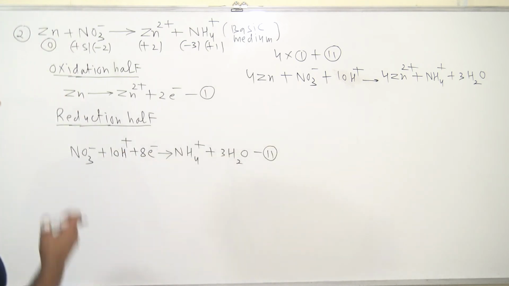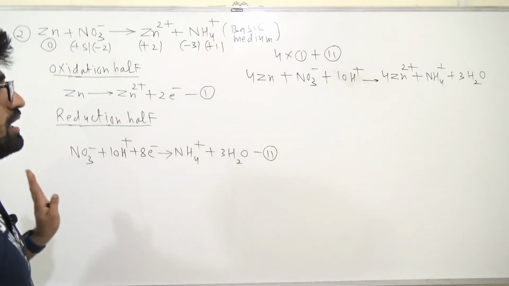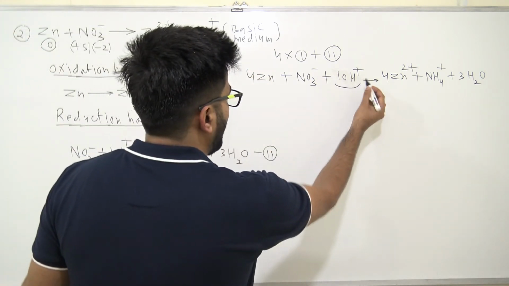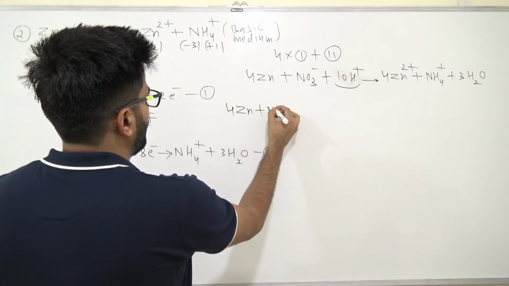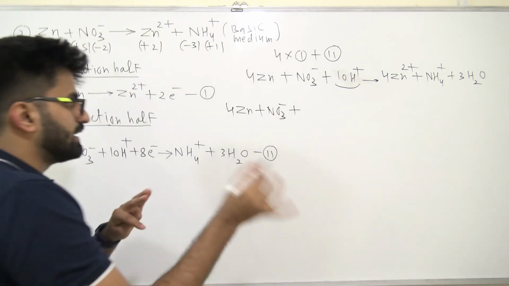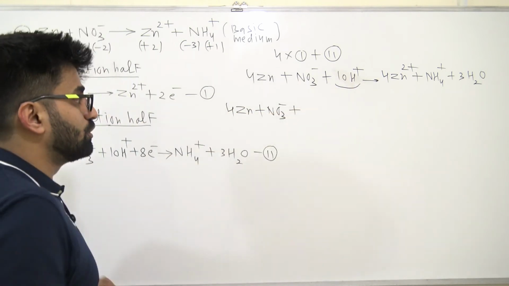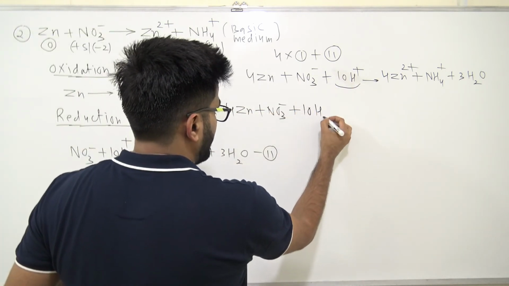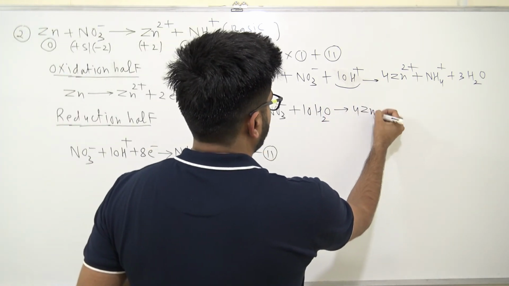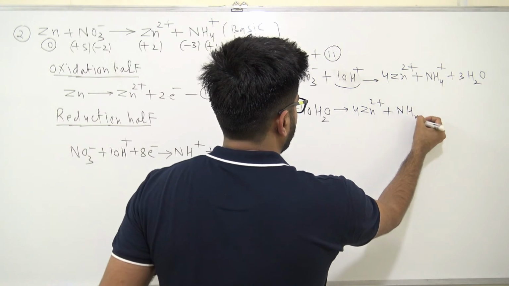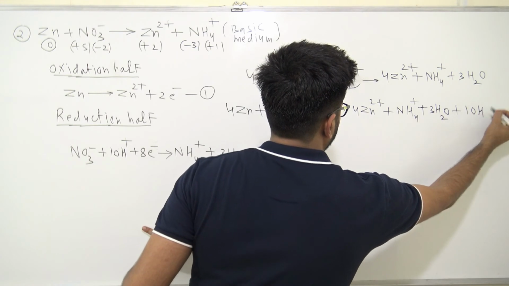Okay guys, now we are balancing in basic medium. So how many H plus do we have? We have 10 H plus. If you remember, we need to add an equal number of OH minus on both sides to convert into basic medium. If I add 10 OH minus here, 10 H plus plus 10 OH minus will combine and give you 10 H2O. It will become 4 Zn2 plus, NH4 plus, and there is 3 H2O and plus 10 OH minus.